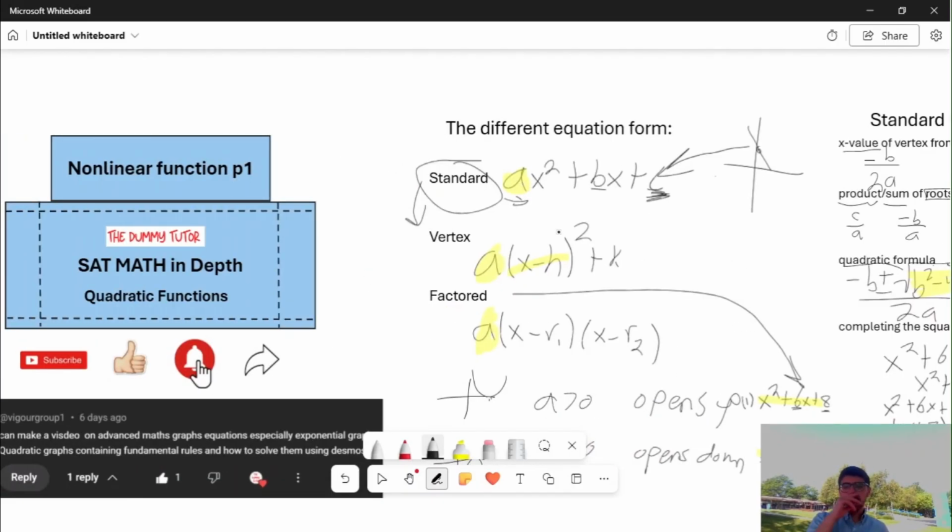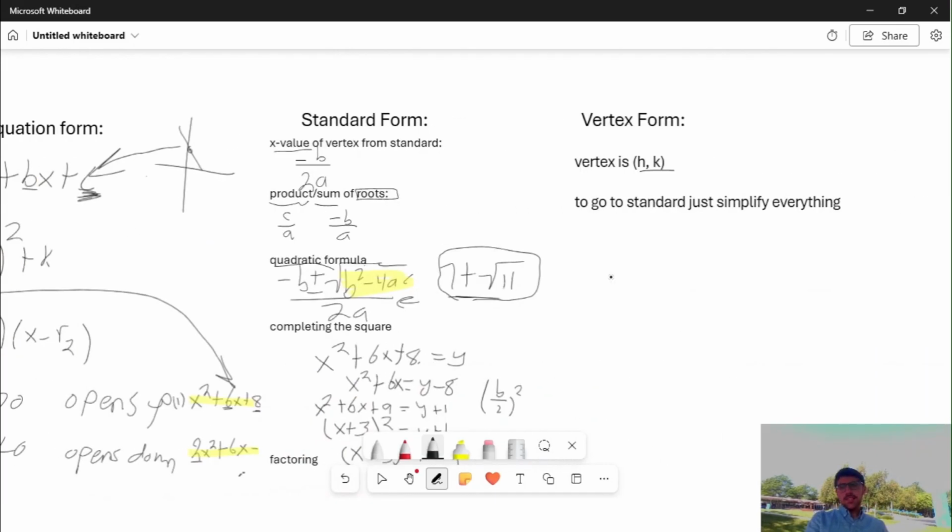Your standard form is basically the most simplified form. You basically multiply everything, you add, you combine all like terms, you do everything. So to go from vertex to standard, you're just going to apply the exponent, multiply a, and then combine like terms. And that's basically it for vertex.